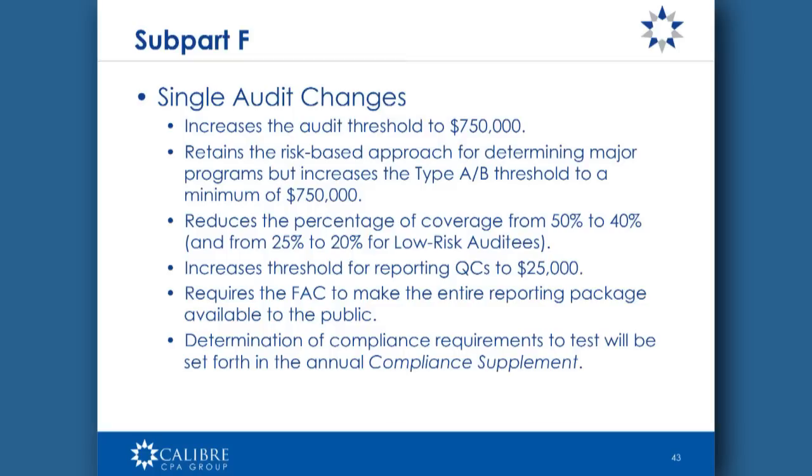This next one I think is important for people to know. This requires the Federal Audit Clearinghouse, the FAC, to make the entire reporting package available to the public. So as part of that, that includes the financial statements that are attached to the data collection form that gets submitted to the Federal Clearinghouse. All that information will be public in addition to your 990 being public. Previously, only the data collection form was public, but now all the findings will be listed and so on.